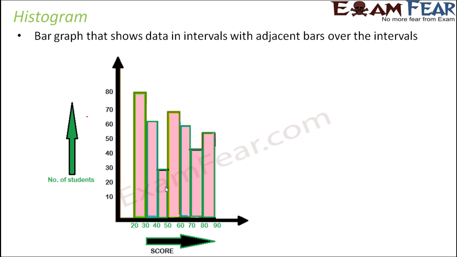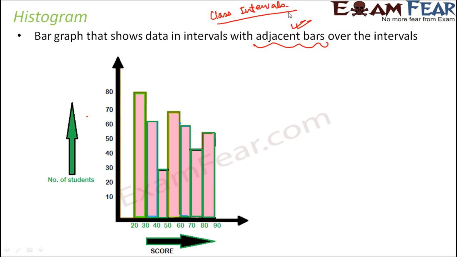So how do we define a histogram? It is a bar graph that shows data in intervals with adjacent bars over the intervals. So adjacent bars is the speciality of histogram. Basically, histograms are also a type of bar graphs in which the bars are adjacent to each other. Therefore, in case of a histogram, we talk about the concept of class intervals. So what do we mean by that?